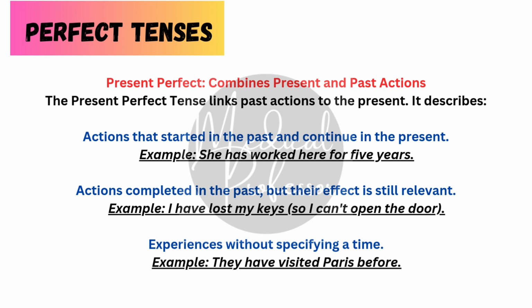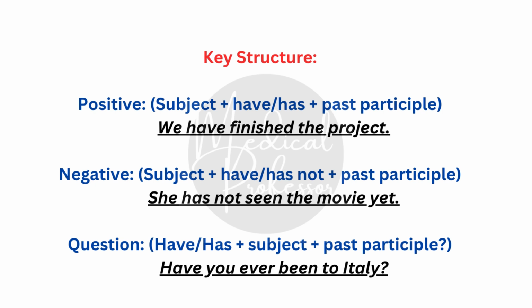For example, they have visited Paris before. Key structure of present perfect tense. For positive sentences, subject plus have/has plus past participle. For example, we have finished the project. Negative sentences, subject plus have/has not plus past participle.